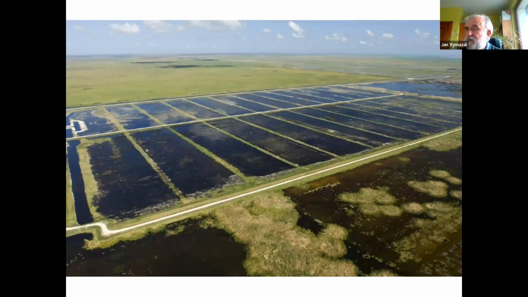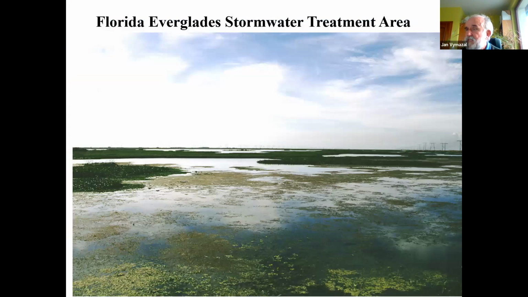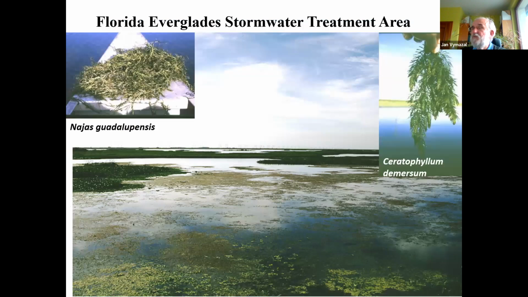These are some experimental cells over there. Usually submerged aquatics are used. This is another picture from these stormwater treatment areas. There are 2 major species, Najas guadalupensis and Ceratophyllum demersum.